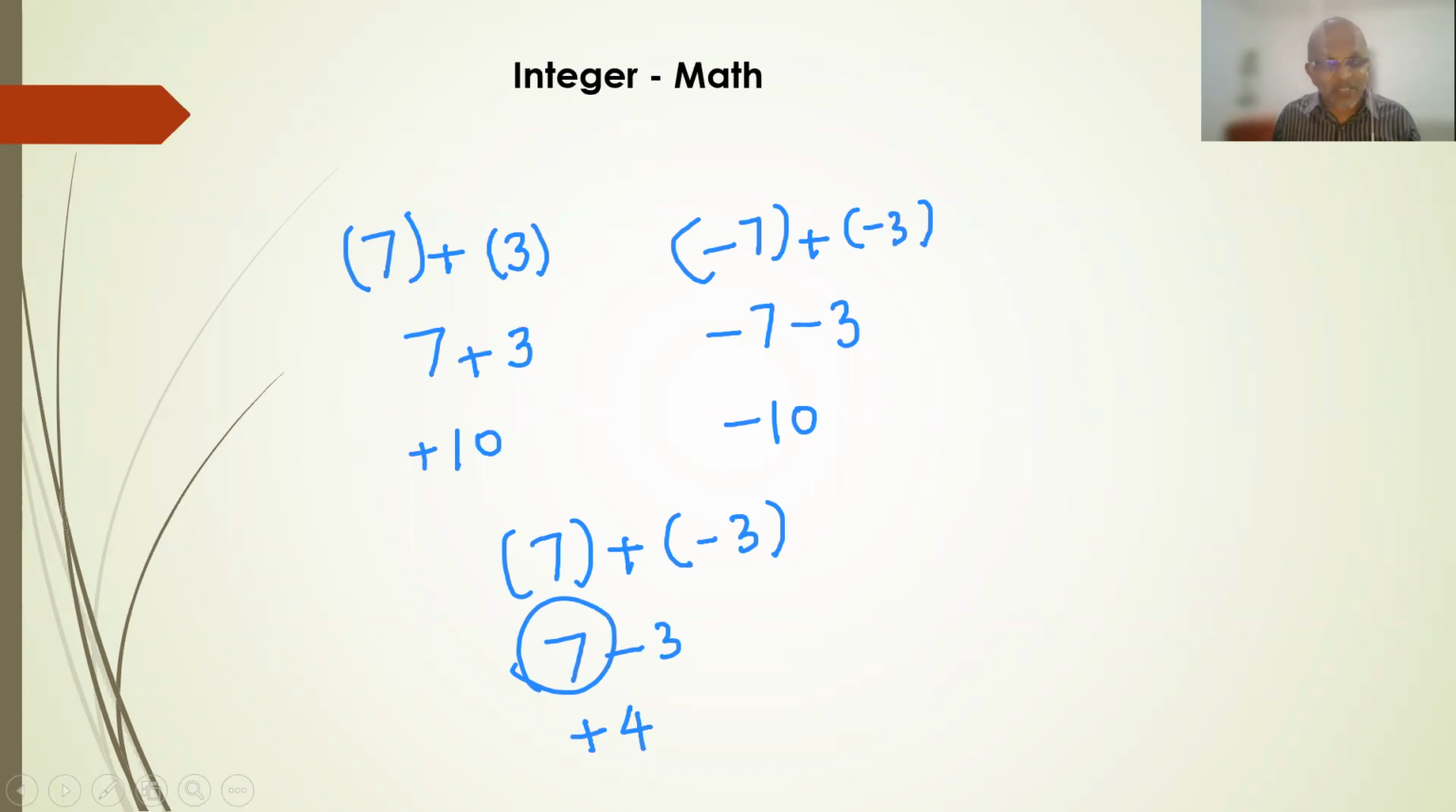Now let's go to the next one. Minus 7 plus 3. Open the bracket. Plus is your friend, so he's not going to change the sign. Plus 3. What is the rule? Different sign, subtract, and take the sign of the number which is naturally big. I'm not saying minus 7 is small, but 7 is large. So the sign is minus.